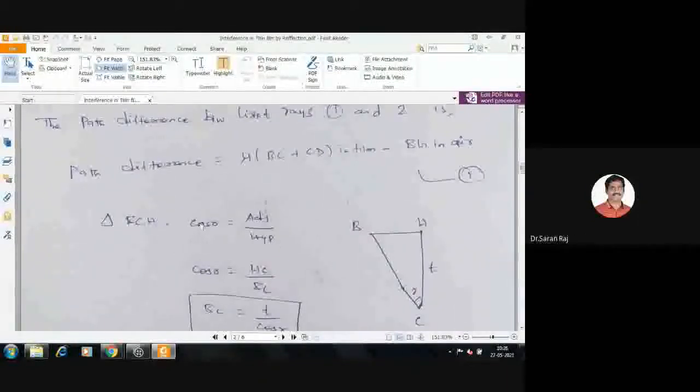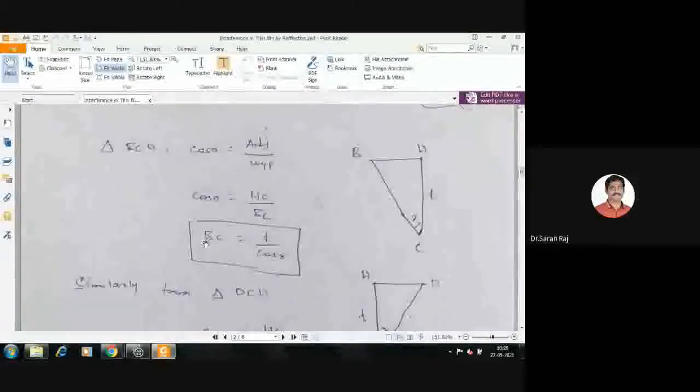So cos R equals adjacent divided by hypotenuse. The adjacent side is HC, so you can write cos R equals HC divided by the hypotenuse side BC. Now I want only the BC value, so BC moves to the left-hand side and cos R moves to the right-hand side. The division term moving to the other side becomes multiplication, so BC equals HC divided by cos R.